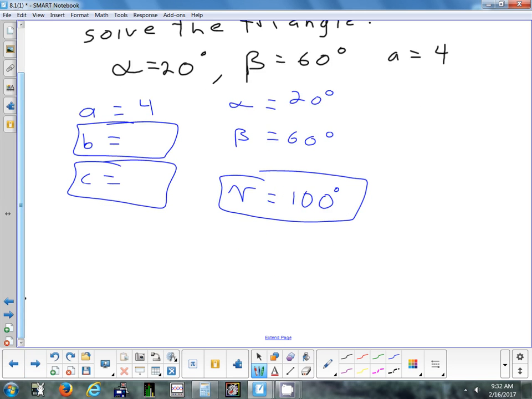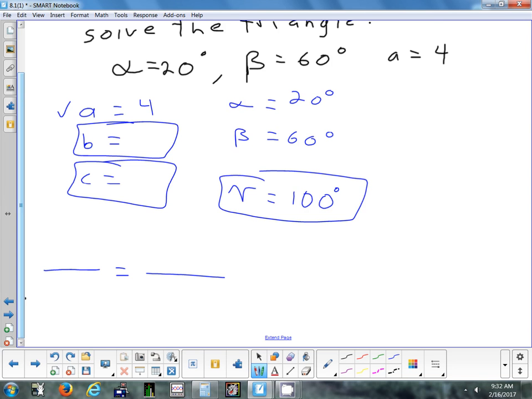Okay, so every time you do a law of sines problem, you're always going to pick two parts of the law to use. Out of these three rows, which one has everything in it? What angles? Row A. Okay? So row A is a very important row. You're going to use row A to solve for B, and you're going to use row A to solve for C.